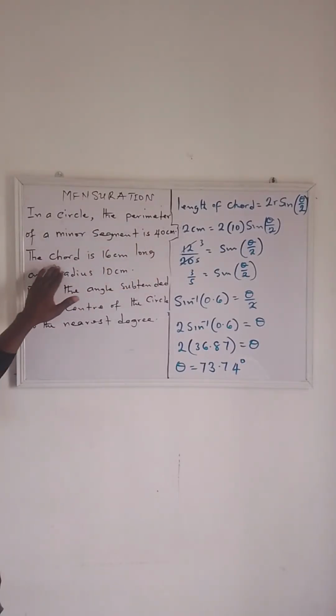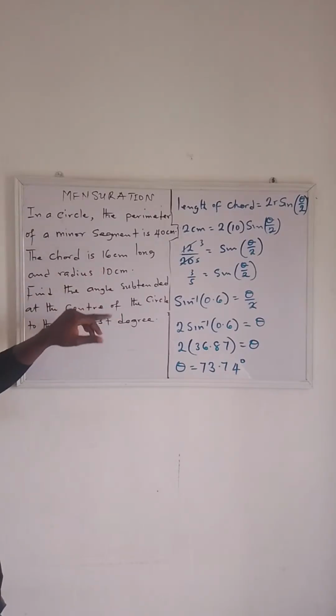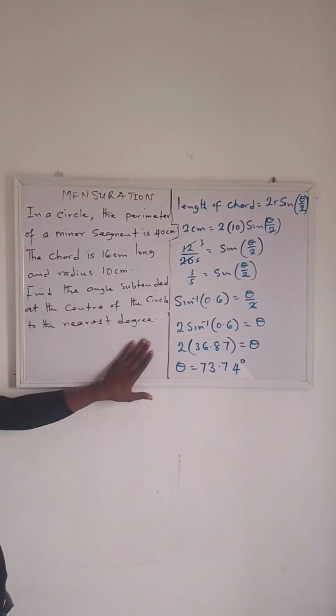All right, now the chord is 16 centimeter. The chord is 16 centimeter and the radius is 10 centimeter, the radius of the circle. Now the question is: find the angle subtended at the center of the circle to the nearest degree.